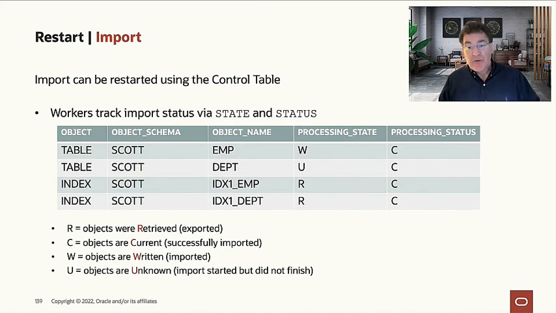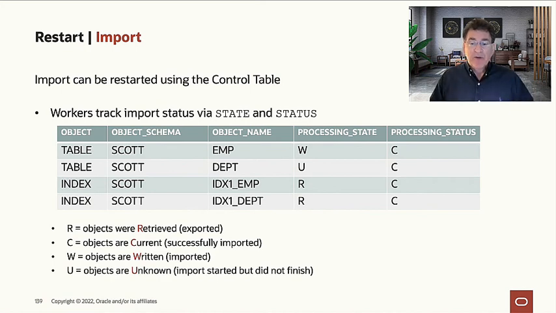Imports can also be restarted using the control table. The tables scott.emp and scott.department were exported along with their indexes. After successful export, the processing_state column for each object row in the control table has the value R, designating retrieved or exported. And the value C in the processing_status column indicates that the objects are current, or successfully exported. This is the starting point for an import.